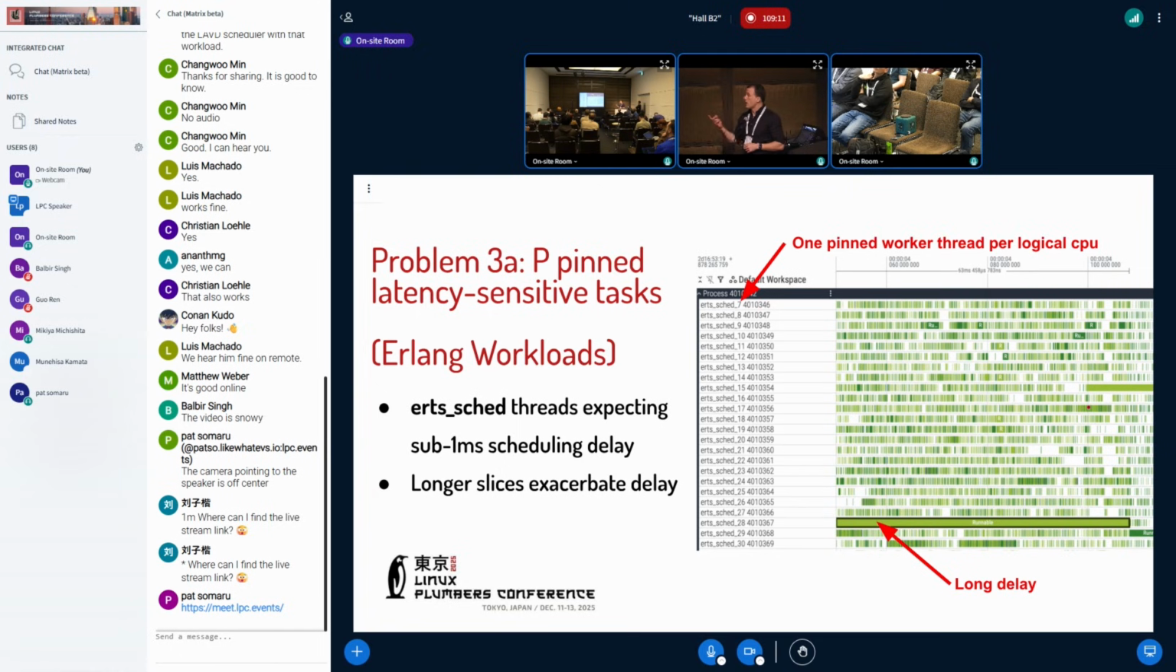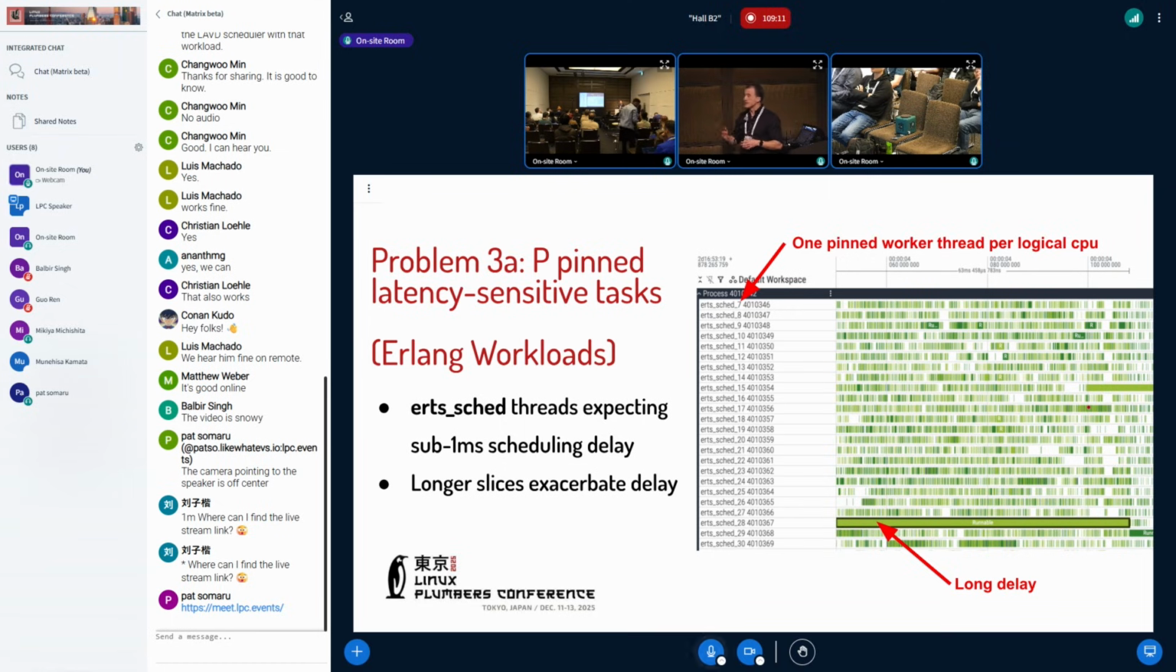So one, everybody's aware that WhatsApp uses Erlang. That's publicly known. And Erlang, like a lot of language runtime systems, has a worker thread that's pinned for every core. Similar with task scheduling libraries in user space. Now, these Erlang worker threads are especially latency sensitive. They expect sub-millisecond scheduling latencies.